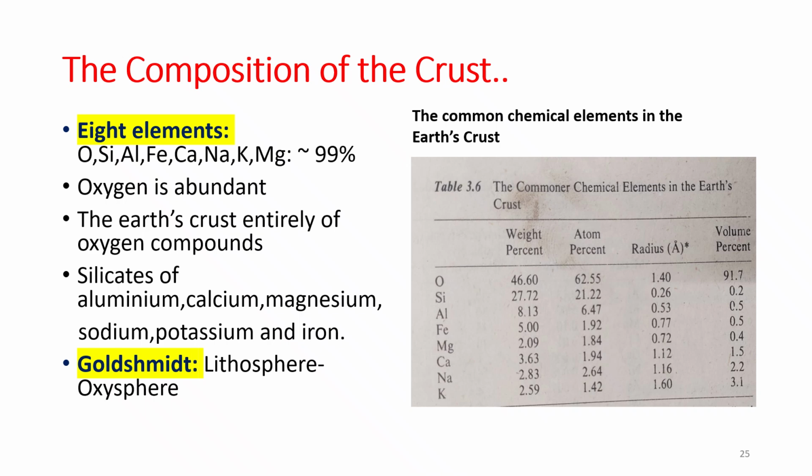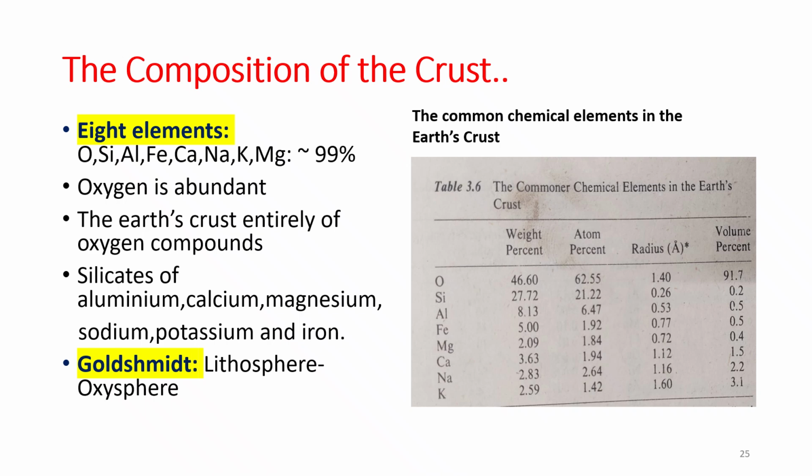Of these, oxygen is absolutely predominant, and as Goldschmidt first pointed out, the predominance is even more marked when the figures are recalculated to atom percent and volume percent. So the table shows that the Earth's crust consists almost entirely of oxygen compounds, especially silicates of aluminum, calcium, magnesium, sodium, potassium, and iron. And in terms of numbers of atoms, oxygen exceeds 60%.